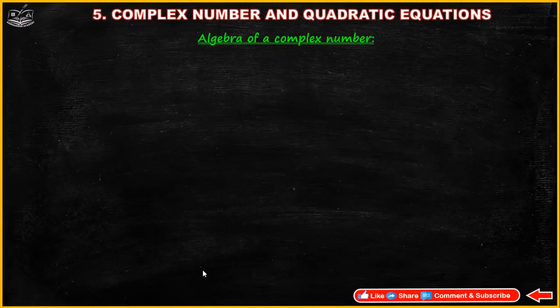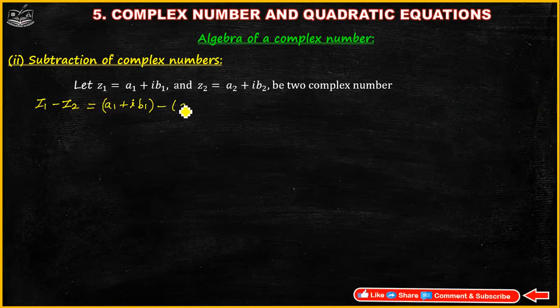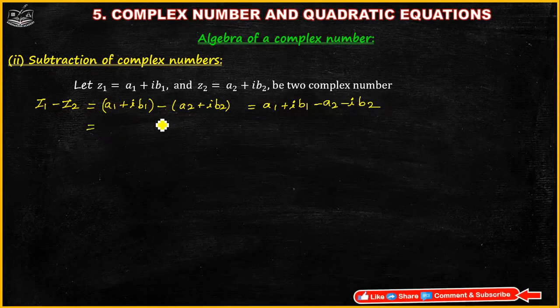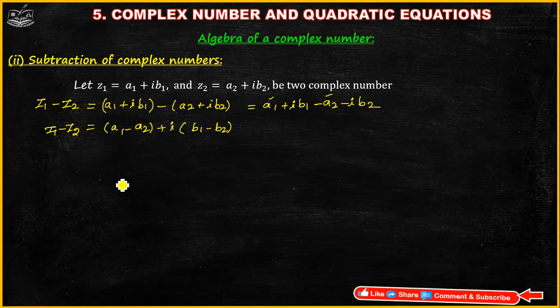Now we have seen addition. In the same way, let's look at subtraction. Take two complex numbers z1 and z2, and separate them. z1 minus z2: z1 is a1 plus i b1, minus a2 plus i b2. Segregating, we get a1 plus i b1 minus a2 minus i b2. So the value is a1 minus a2 plus i into b1 minus b2. The two real parts are separated and the two imaginary parts are separated, so we get real part and imaginary part.